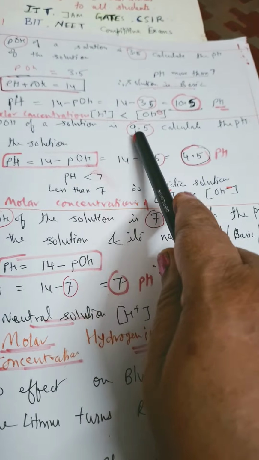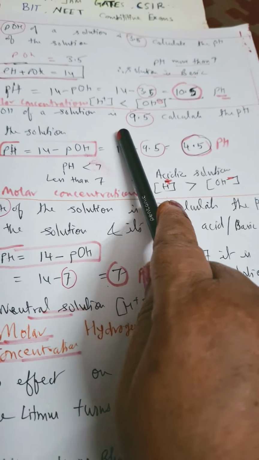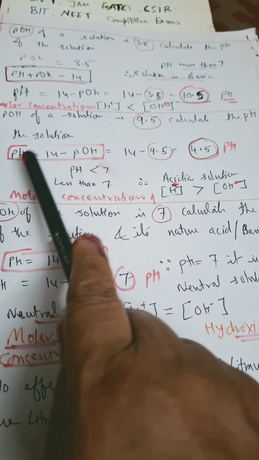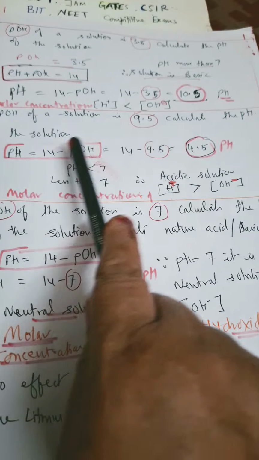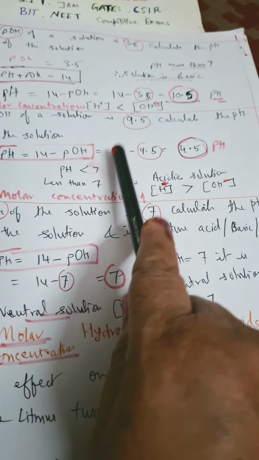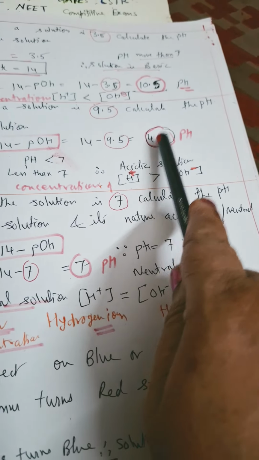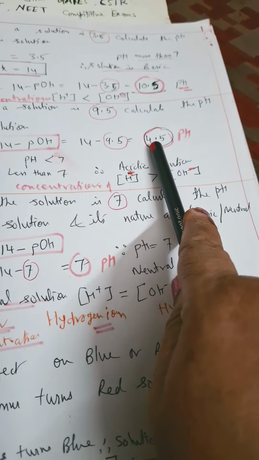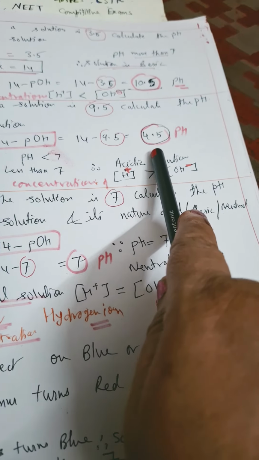pOH of a solution is 9.5. Calculate the pH of the solution. Again, formula used: pH is equal to 14 minus pOH. Here I did it directly. So 14 minus 9.5 is equal to 4.5. pH is equal to 4.5. That is, it is an acidic solution.